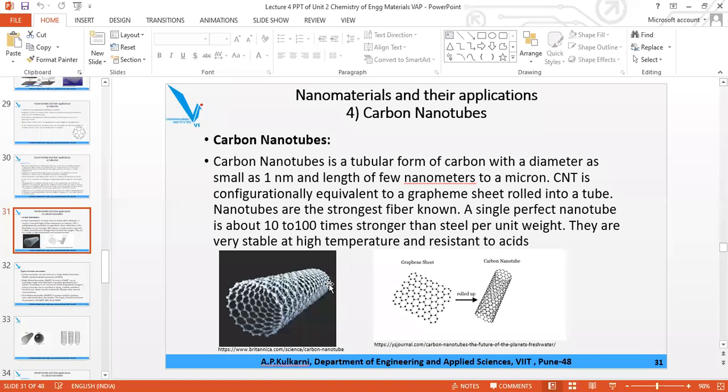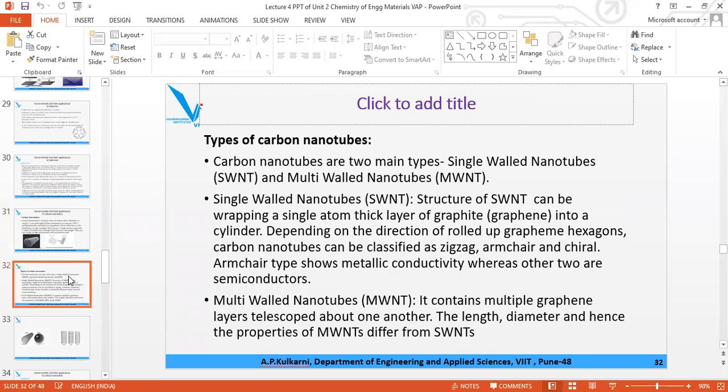It is much stronger than steel, stainless steel, and it shows resistance to chemicals. So for storage of chemicals, we can use carbon nanotube material for engineering applications. Now there are two types of carbon nanotube. Depending on, here I will show, you will understand better.